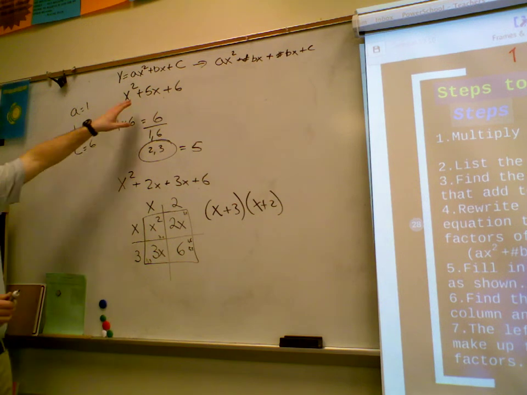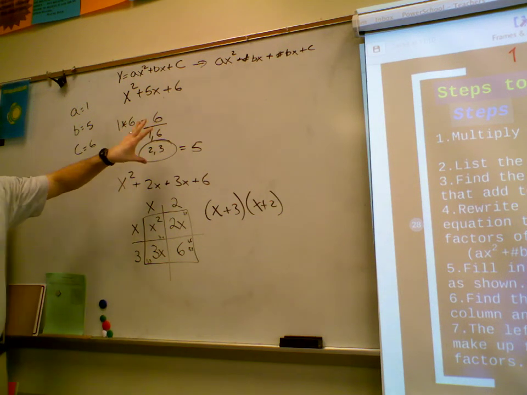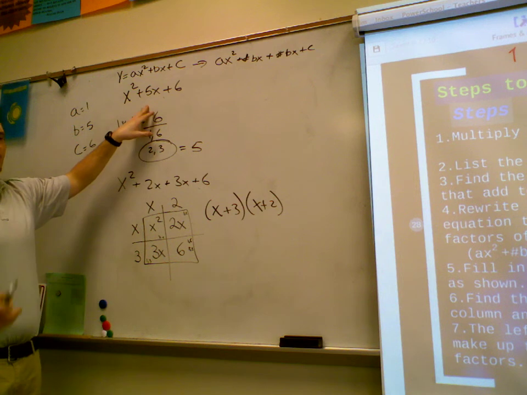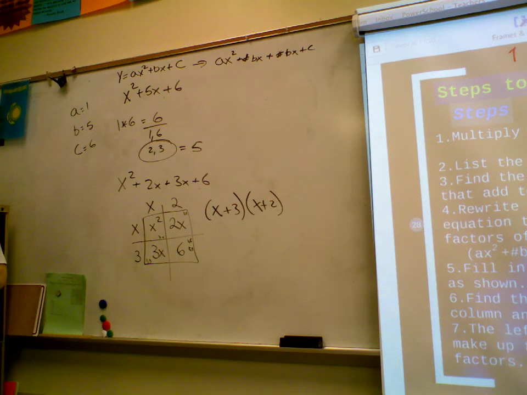Now we had only addition here, so we do not need to worry about negative factors. If we had subtraction, which we'll do an example of here in a little bit, if we had subtraction up here, then we would have to worry about negative factors. Any questions before we try another one? No?